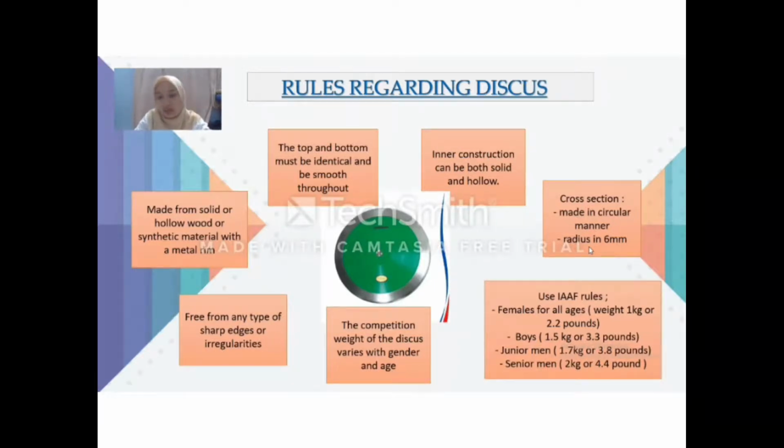Use IAAF rules. Females of all ages use a weight of 1 kg or 2.2 pounds. Boys use 1.5 kg or 3.3 pounds. Junior men use 1.7 kg or 3.8 pounds. Senior men use 2 kg or 4.4 pounds. The competition weight of the disc varies with gender and age. Finishing of the disc should be smooth.